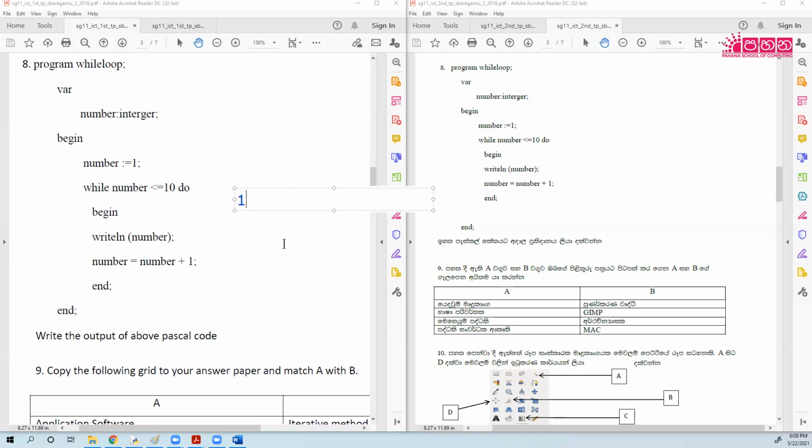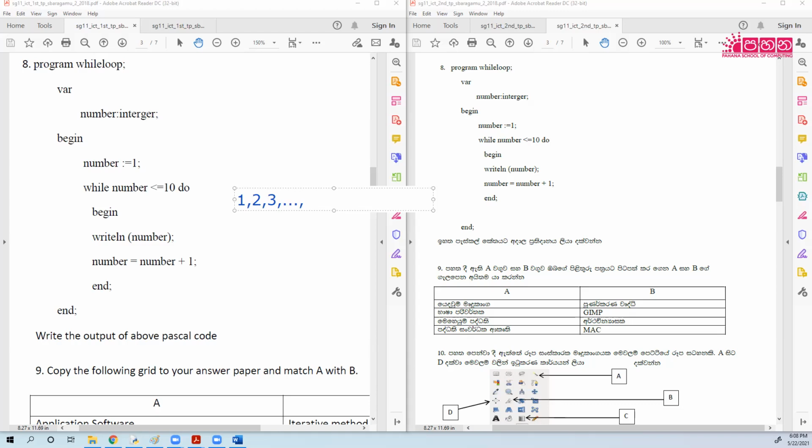Number becomes 2. We check whether it is less than or equal to 10. Yes, so 2 is printed. Next time we check whether the number, that is 2, is less than or equal to 10. Yes, then it will print 2. Then the number becomes 3. You check 3 again, right? 3 is also less than or equal to 10. So this goes on like this.